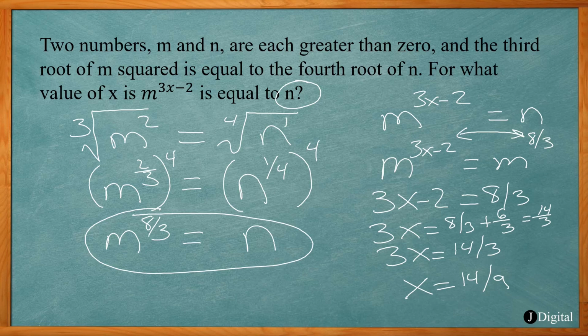First, set up the equation. You translate it from words to a mathematical expression: third root of m squared equals the fourth root of n. They wanted n to the first power, so we take it to the fourth power on both sides. We get n to the first power is equal to m to the 8/3 power. And we figure out what x needs to be so that the exponent is also 8/3. All right, and that's how you solve this problem. Thanks.